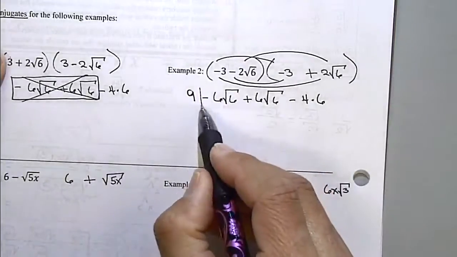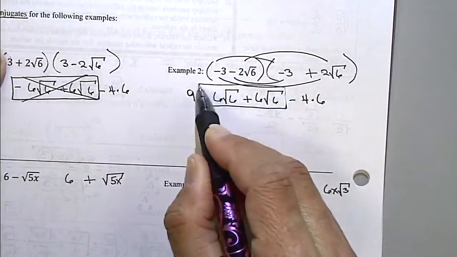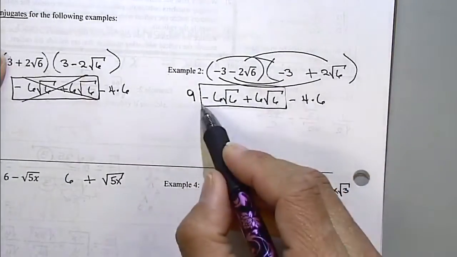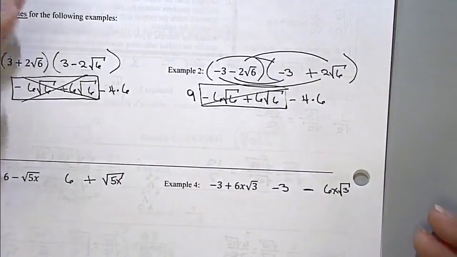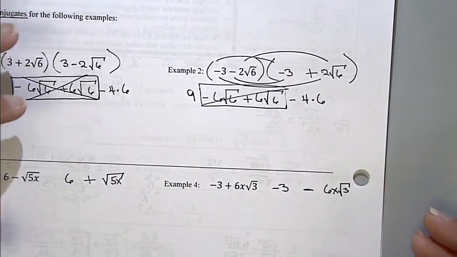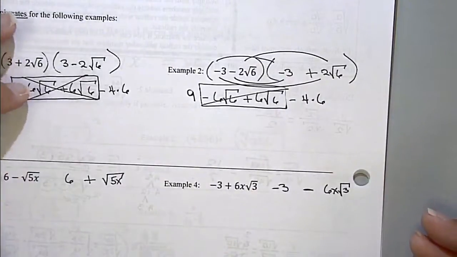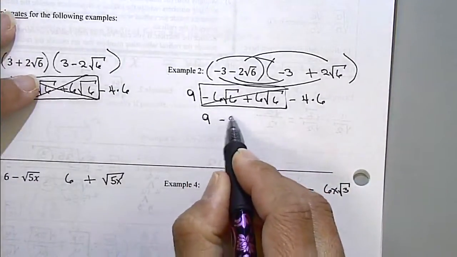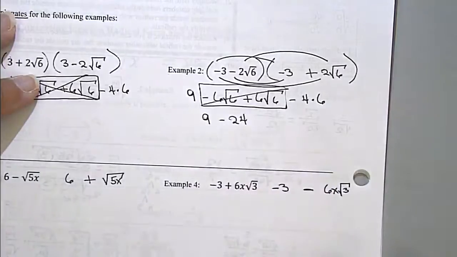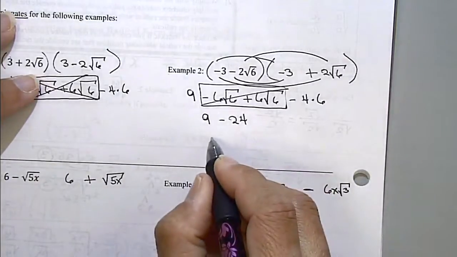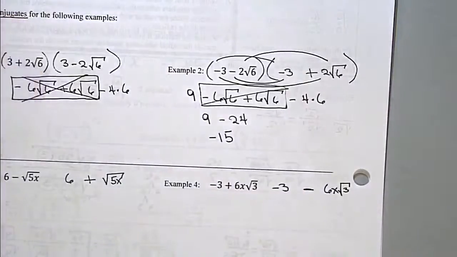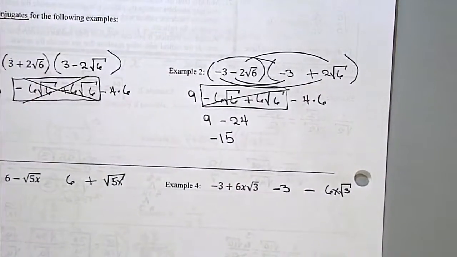What happened to my inside and outside terms? One of them's a -6 square root of 6, the other one's a +6 square root of 6's. When I combine those, add them together, they're nothing. So really I have 9 minus 24. What's 9 minus 24, somebody? Right? Now, do you see the shortcut?